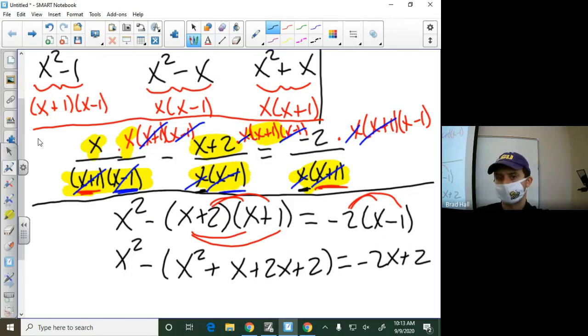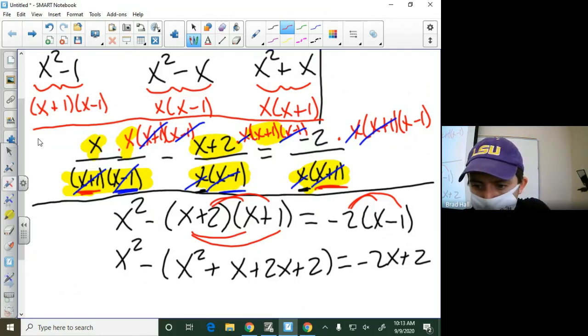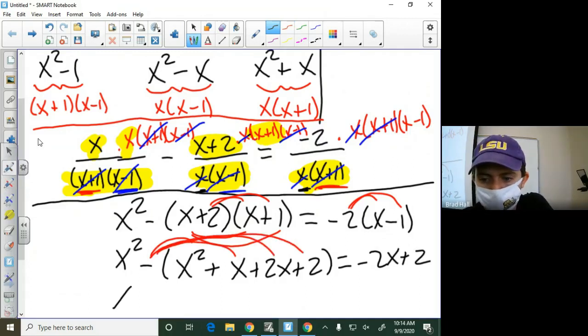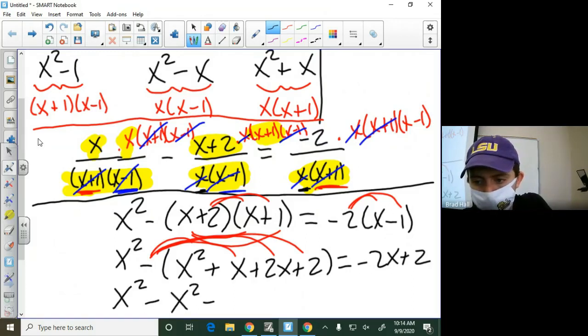Remember, FOIL stands for first, outer, inner, last. X times x gives you the x squared. The x times 1 gives you x. 2 times x gives you 2x, and then 2 times 1 gives you 2. I left all of that in parentheses because the negative sign still needs to distribute to all of it. There was a minus in front of the FOIL, so that means we have to distribute that minus sign to every single term, which is what I'll do next. So distribute, distribute, distribute, distribute, which ultimately changes all the signs.